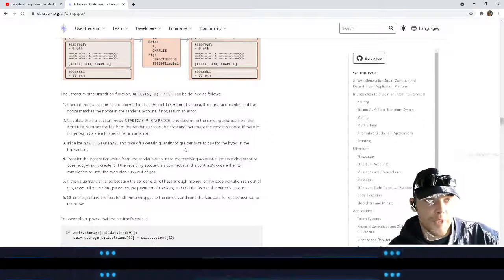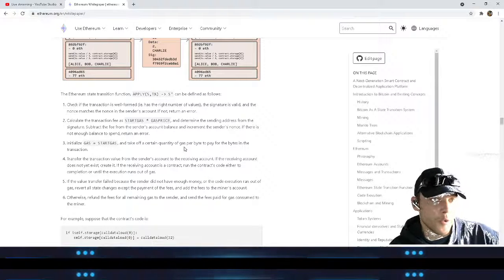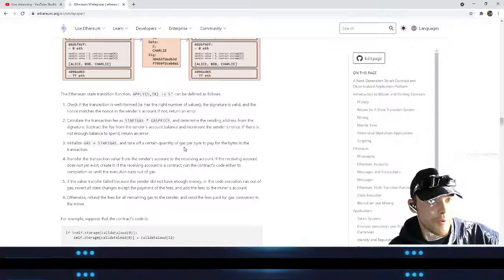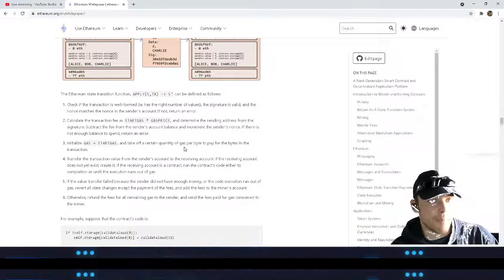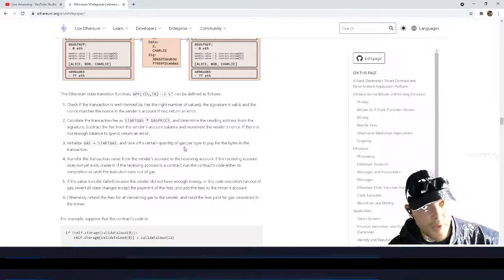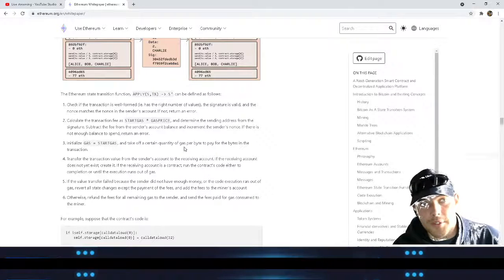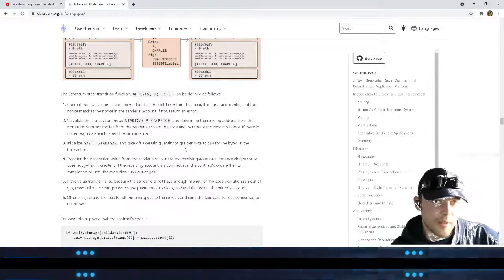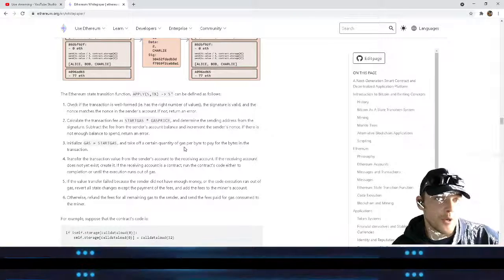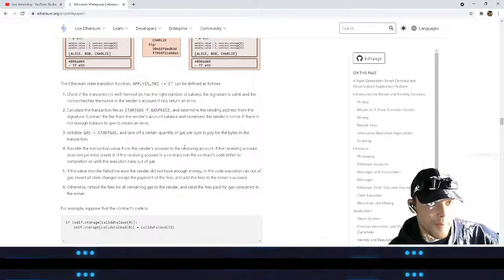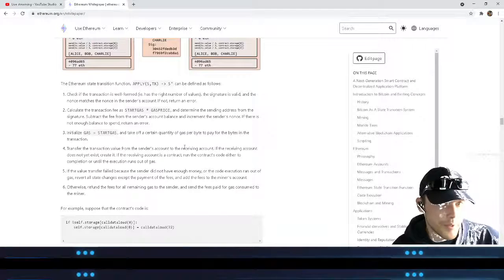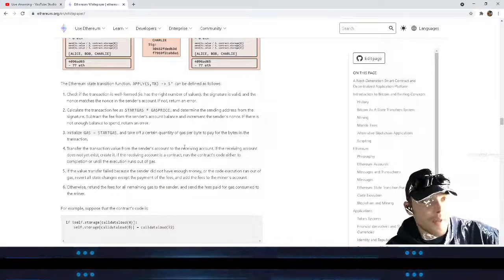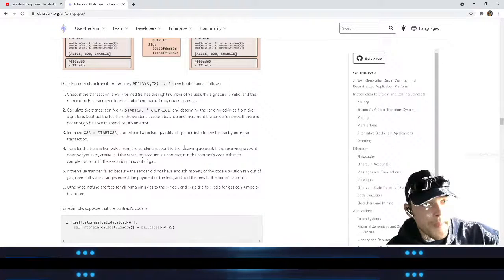Number 1, check if the transaction is well formed. For example, it has the right number of values, the signature is valid, and the nonce matches the nonce in the sender's account. If not, return an error. Number 2, calculate the transaction fee as start gas times gas price and determine the sending address from the signature. Subtract the fee from the sender's account balance and increment the sender's nonce. If there is not enough balance to spend, return an error.